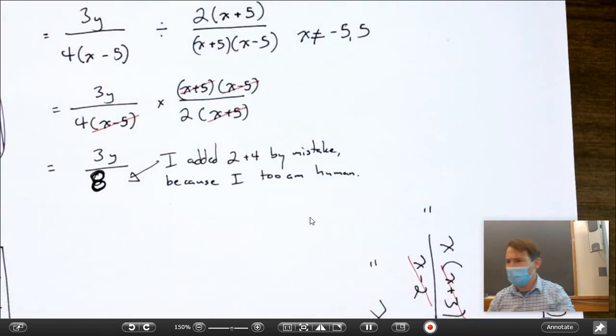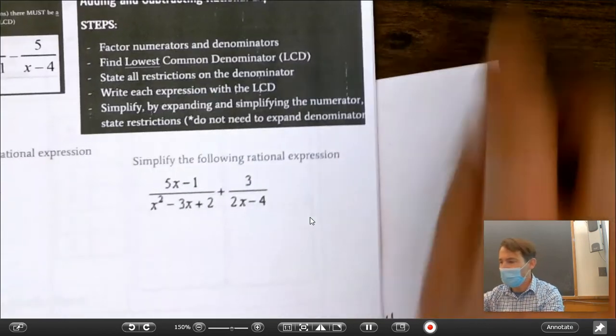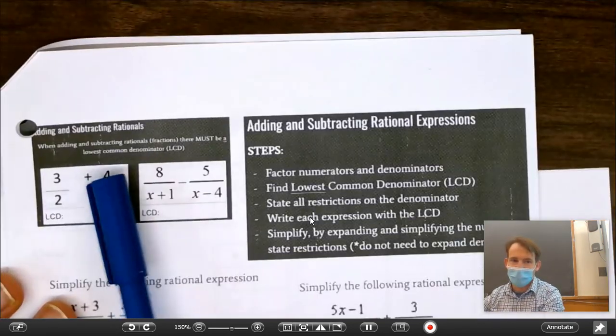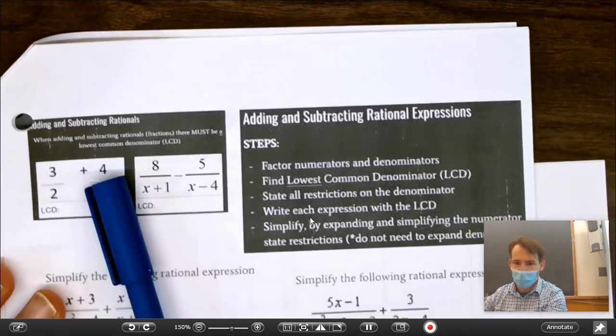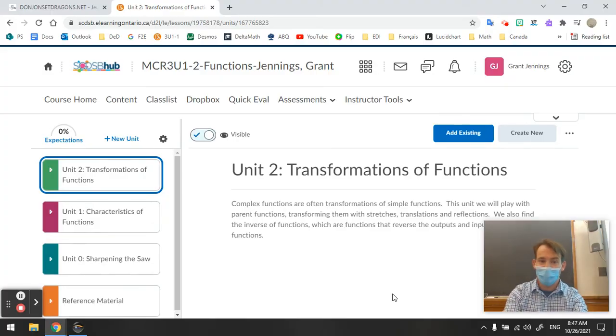So the textbook questions that you can use for practice are here: page 94, numbers 1 to 9. But know that we are skipping for now adding and subtracting rationals. We will do this tomorrow. And we will start with something new right now, which are transformations of functions.